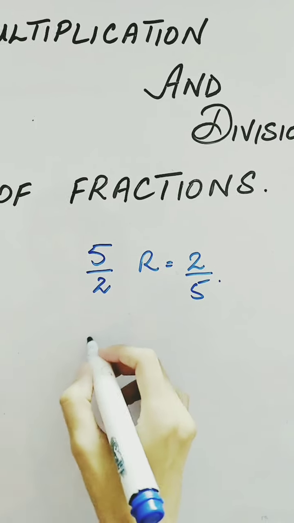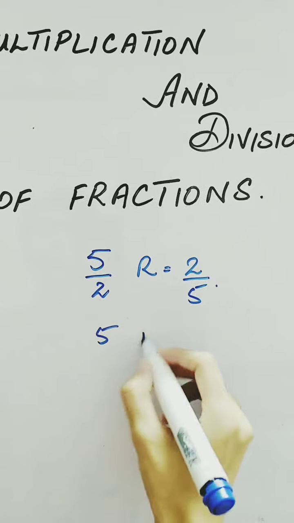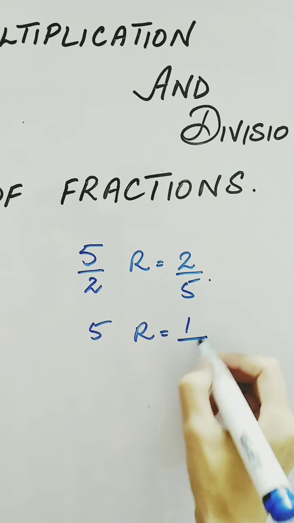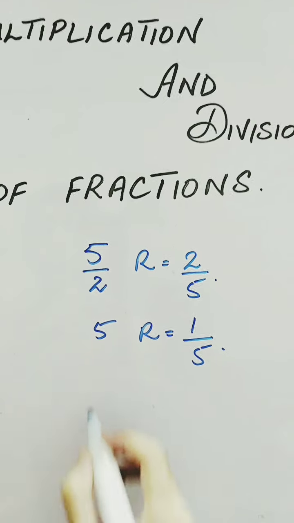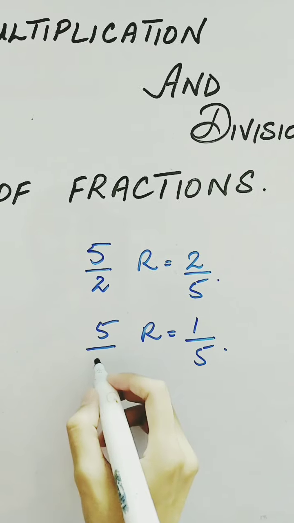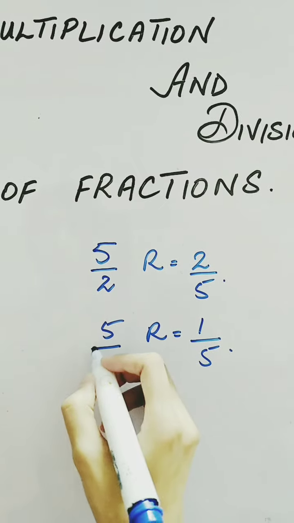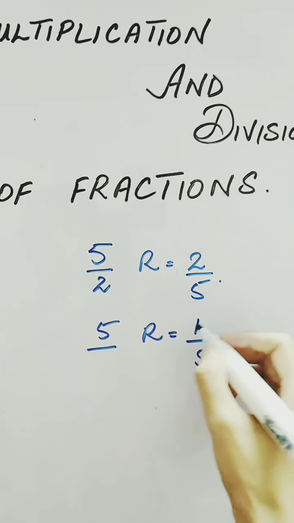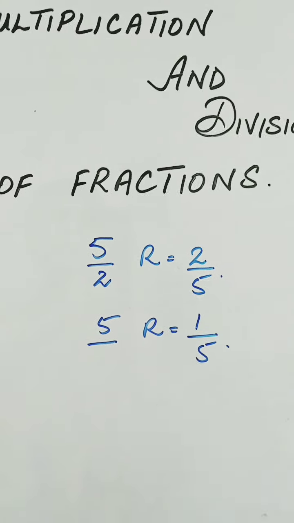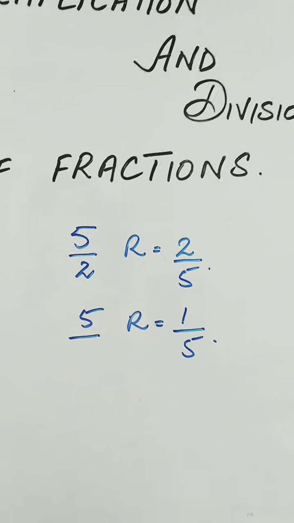Similarly, if we have a number 5 only, then its reciprocal is equal to 1 over 5. As we know, whenever there is nothing in the denominator, then it is 1 by default. So when we take the reciprocal of this number, we will write it as 1 over 5.